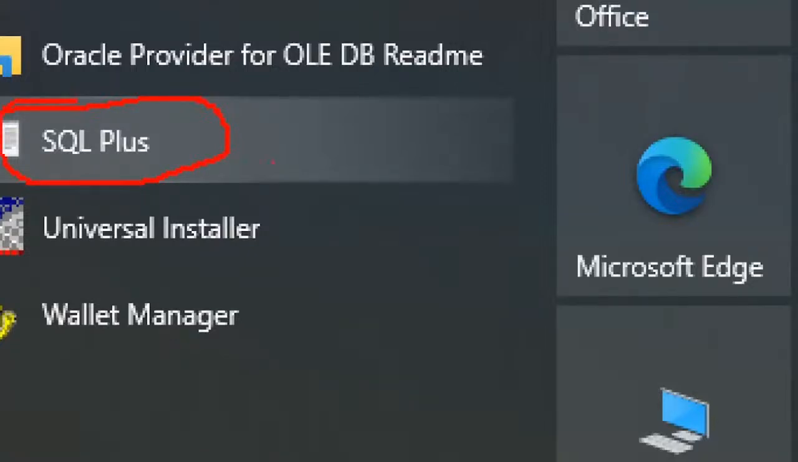We interact with that server. All these things we learn in our course: what is this tool, what is the server, how it gets connected, what is the username, what is the password. SQL*Plus is the default tool.